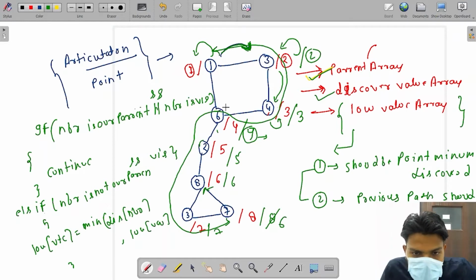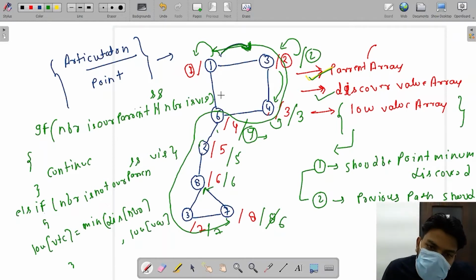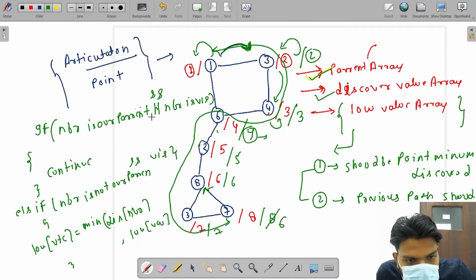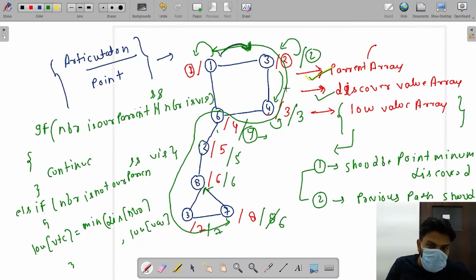How many neighbors does 6 have? 6 has 3 neighbors: 4, 1 and 2. First, 6 has 3 neighbors, but 4 is our parent, so we have to continue. We just ignore this path now.